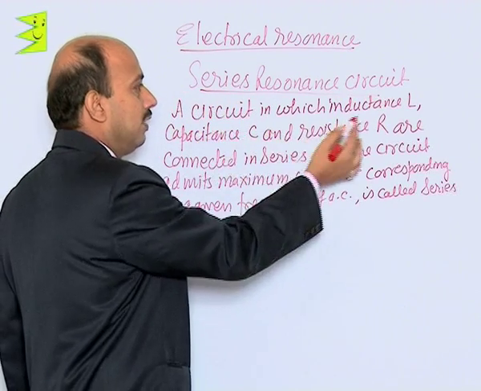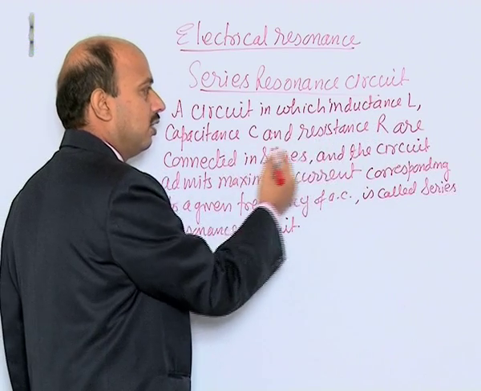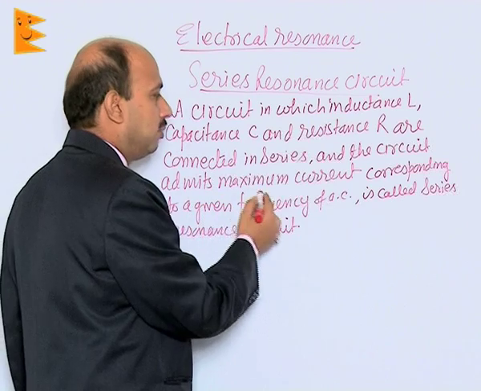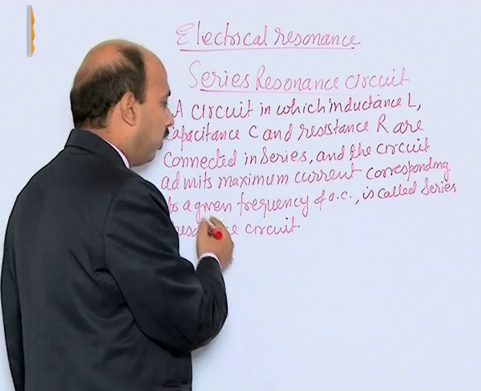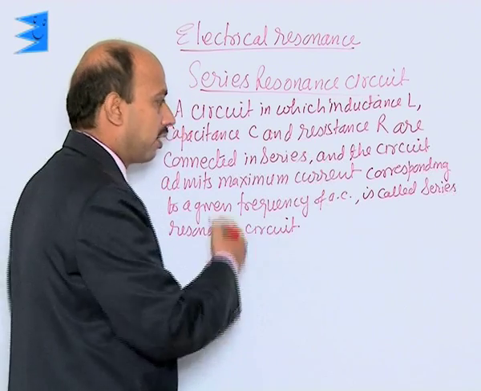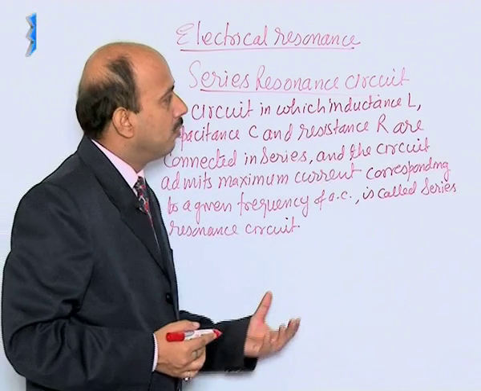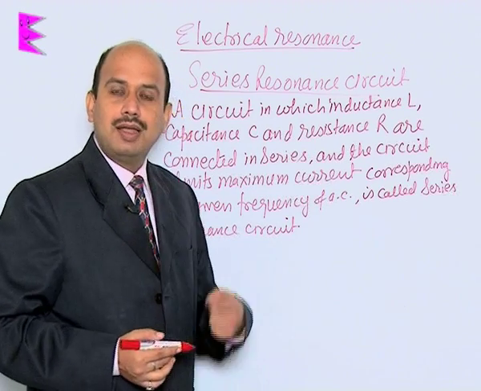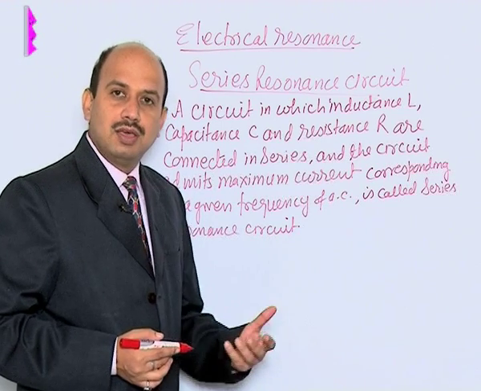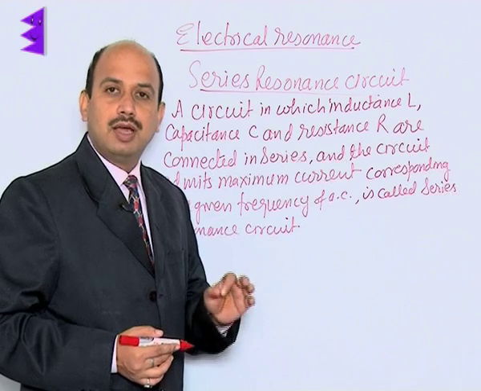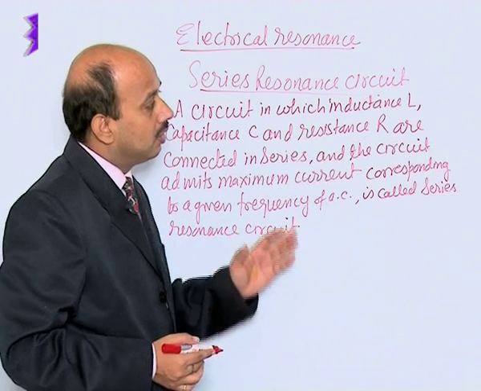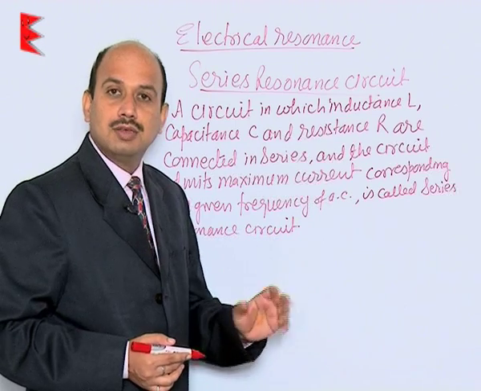Now in a series resonance circuit, what happens? A circuit in which inductance L, capacitance C and resistance R are connected in series, and the circuit admits maximum current corresponding to a given frequency of AC, is called a series resonance circuit. So when the current is maximum with the applied frequency, we say that the circuit is a resonance circuit. Let us discuss how the current can be maximum in the LCR circuit.